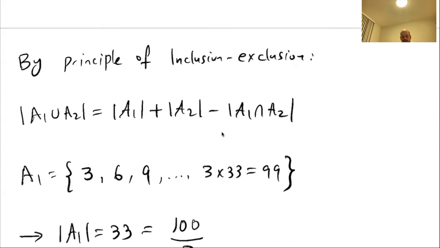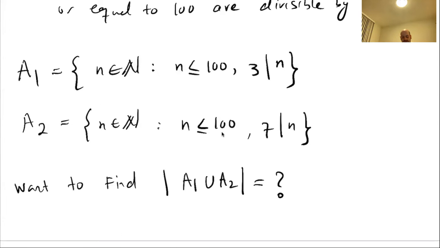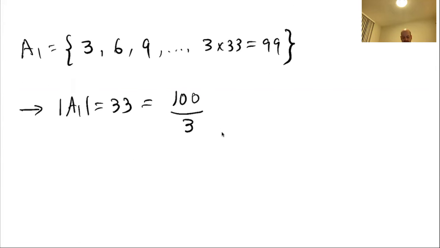So remember, A1 was numbers less than or equal to 100 which are divisible by 3. Now, if I divide 100 by 3, I get 33 point something, right? So if I take the floor of it, then I'll get 33. So this recipe is always valid. So maybe I can leave that as an exercise.